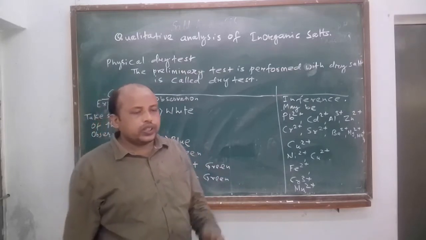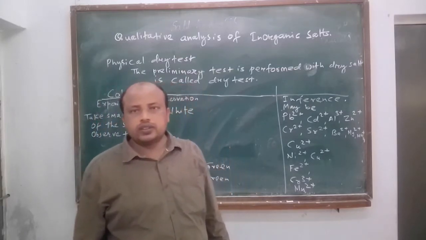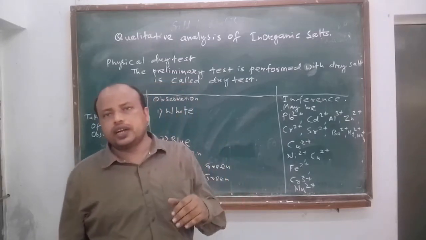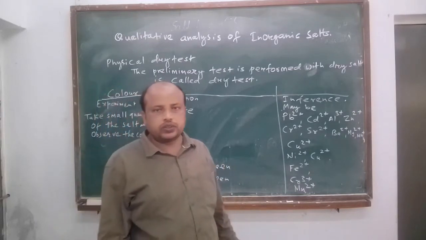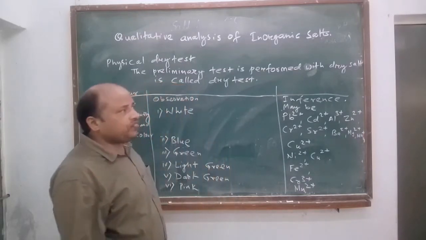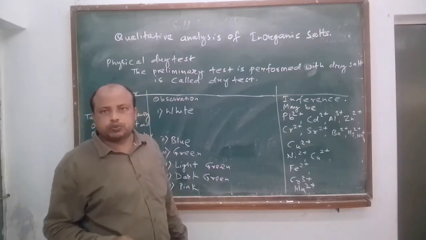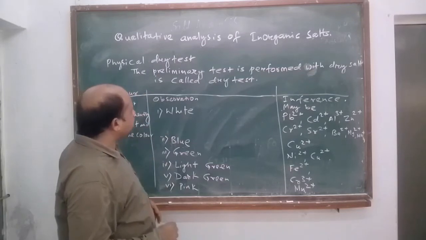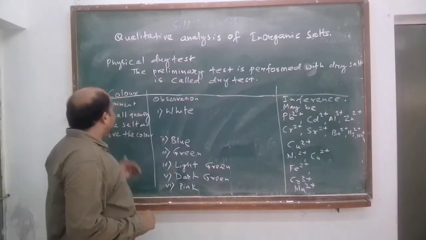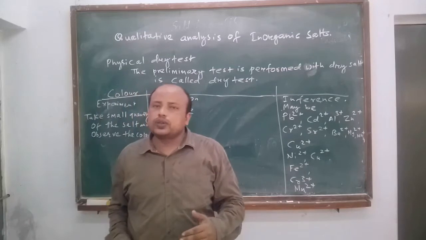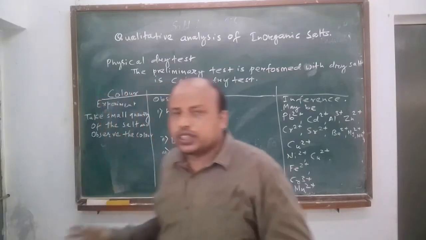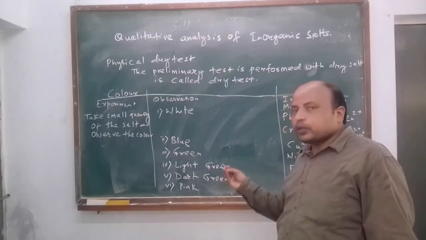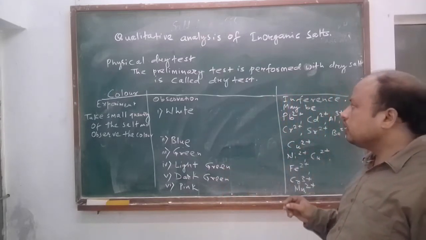So, if you are provided with a salt, how will you determine what the cations and anions are, and finally the salt that is given to you? At first, some preliminary tests are to be done. Among them is the physical dry test. This is the preliminary test, by which we can have a clue of the given salt.